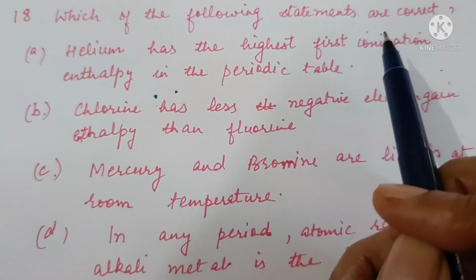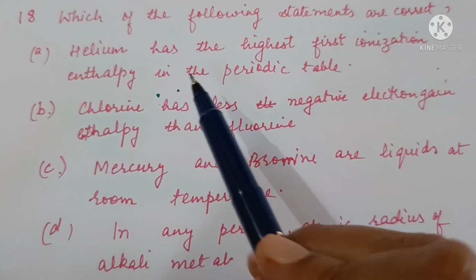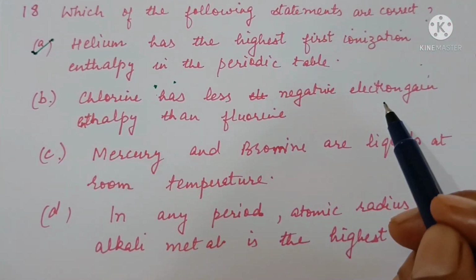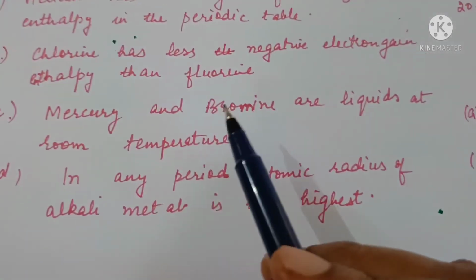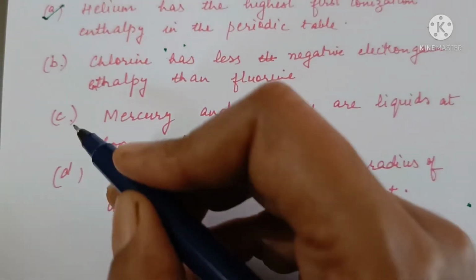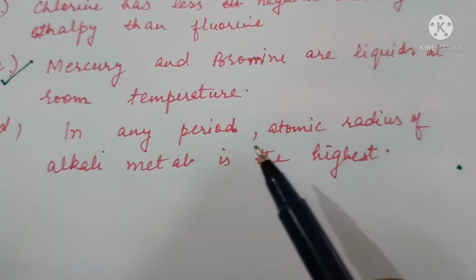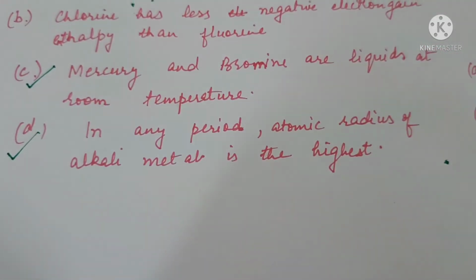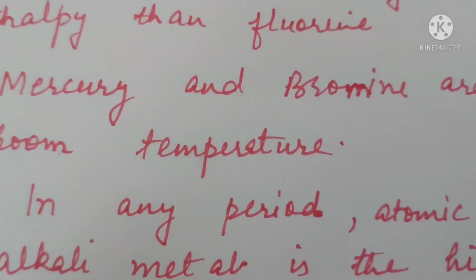Which of the following statements are correct? Helium has highest first ionization enthalpy in the periodic table. Correct. Chlorine has less negative electron gain enthalpy than fluorine. No, not correct. Mercury and bromine are liquids at room temperature. Correct. In any period, atomic radius of alkali metal is highest. Yes, as we move from left to right, the atomic radius decreases because of increasing nuclear charge.